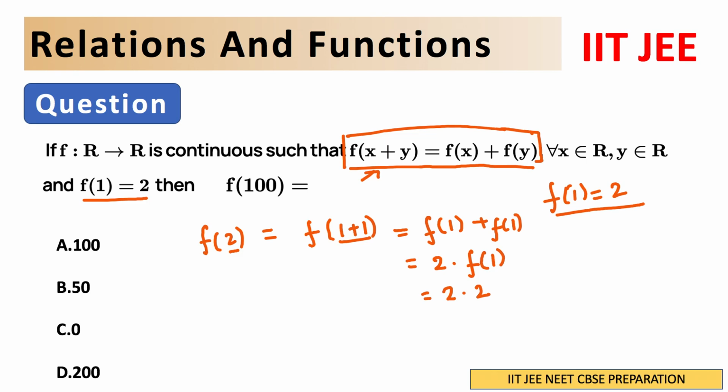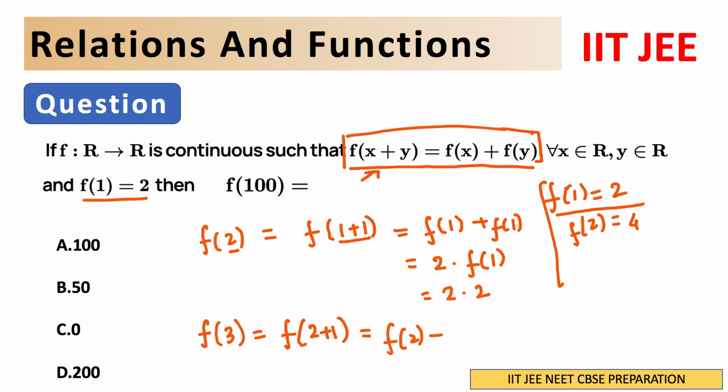Now let's see what is f(3). Now we have two values: one is f(1), and the second one is f(2). f(2) is 2 into 2, which is 4. Fine. So now let's write f(3). f(3) can I write as f(2 + 1), so this will be f(2) plus f(1).